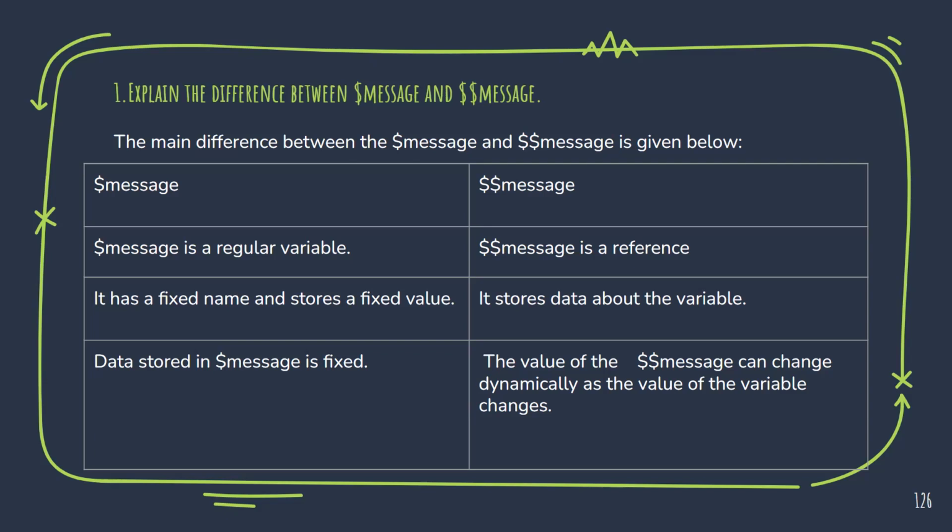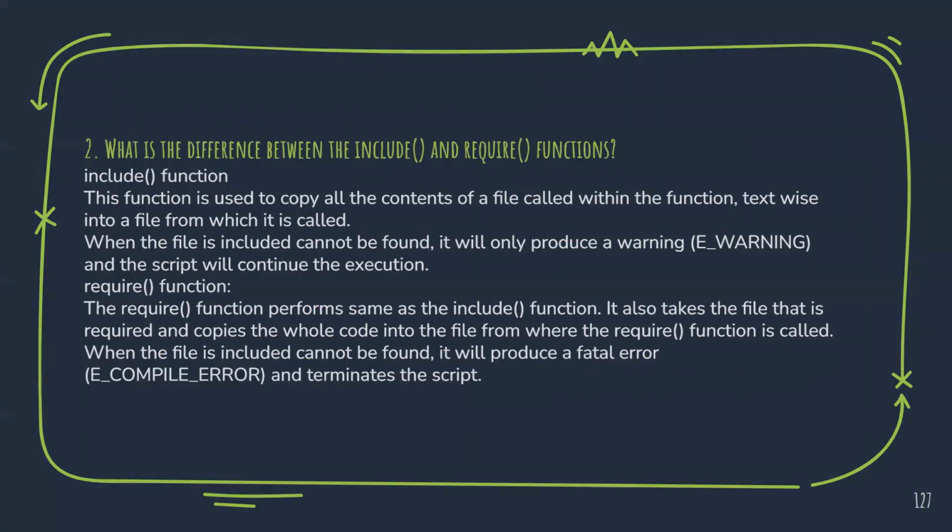Next question is what is the difference between the include and the require function? The include function is used to copy all the contents of the file called within the function, text-wise, into the file from which it is called. When the file to be included cannot be found, it will only produce a warning and the script will continue the execution. The require function performs the same as the include function. It takes the file that is required and copies the whole code into the file from where the require function is called.